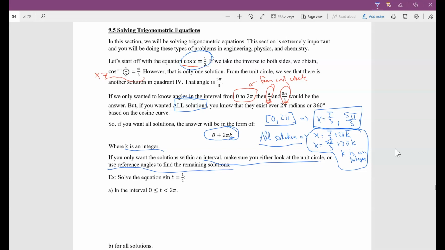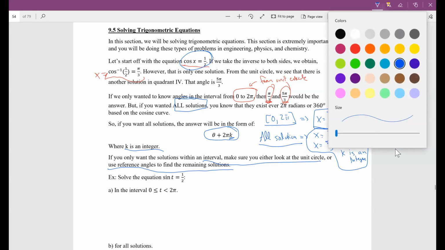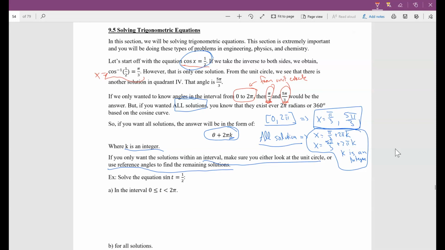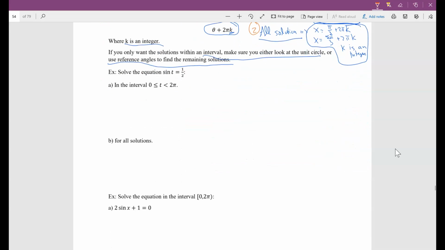Okay, and if you want all solutions, find them just the same way, but now you're going to add plus 2 pi k. When I do problems like this, I will tell you either to give me the solutions from 0 to 2 pi, or to give me all solutions.